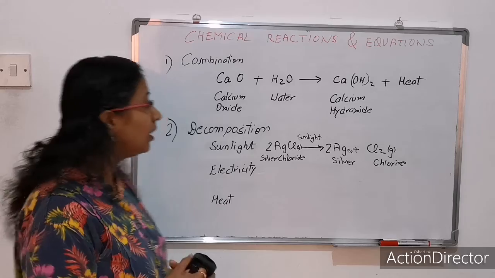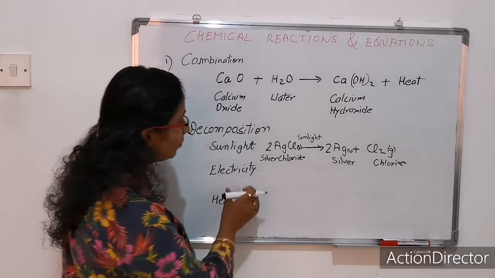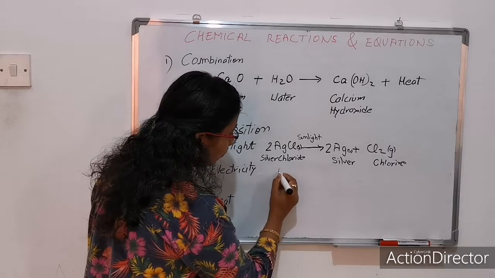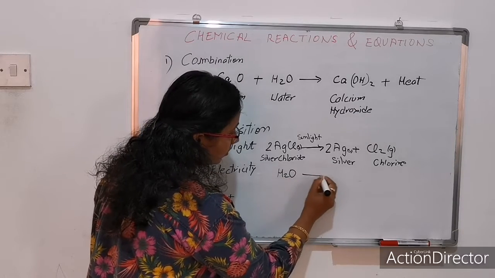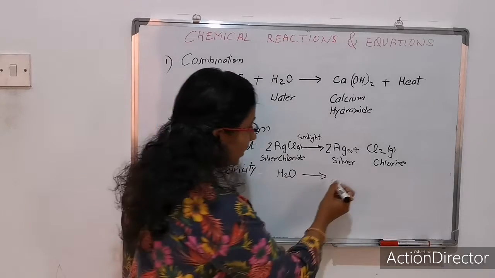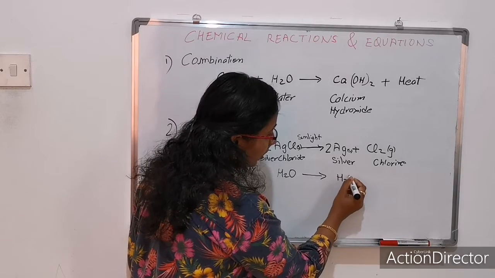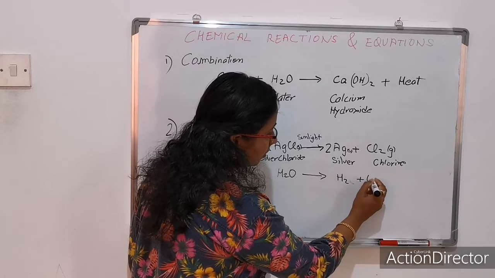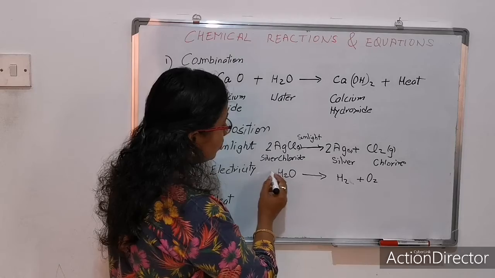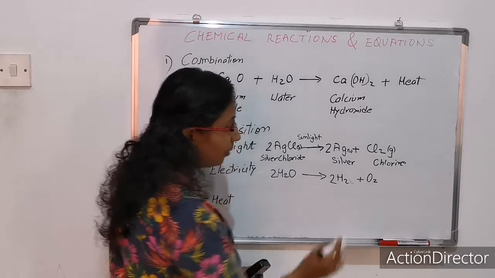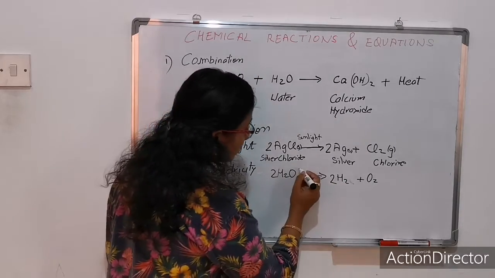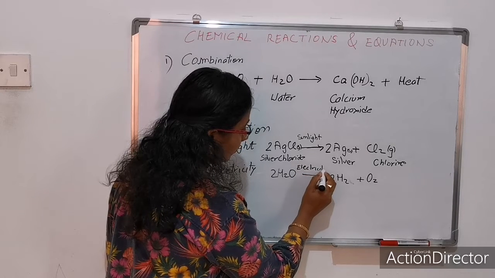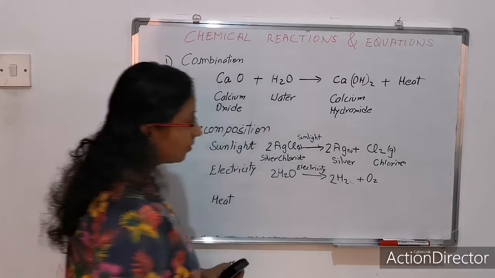Now with electricity, the easiest one, which we have studied from 6th class or before. H2O on electrolysis gives H2 plus O2, right? So this needs balancing, and this is electricity.